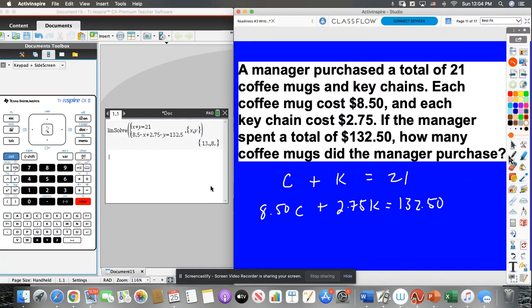Enter. Again, I have to look at the question. How many coffee mugs? Okay, well, again, this was X and this is Y. So my answer choice gives me X and Y. So it gave me C is 13 and K is 8. And it asked for coffee mugs, so the answer is 13.